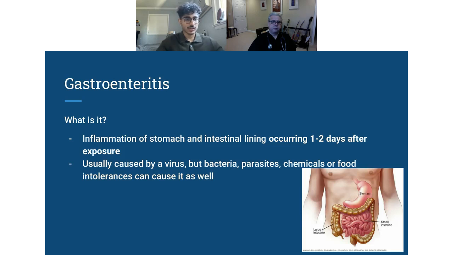And next is gastroenteritis. This is essentially inflammation of the stomach and intestinal lining. It occurs about 1 to 2 days after exposure to whatever pathogen or irritant is causing it. And it can be caused by a virus, gut bacteria, parasites, chemicals, or food. They can all cause it as well. And here you see a diagram showing the stomach and its position in relation to the small intestine and the large intestine, essentially showing that all of those structures are connected as the whole of the gastrointestinal system.